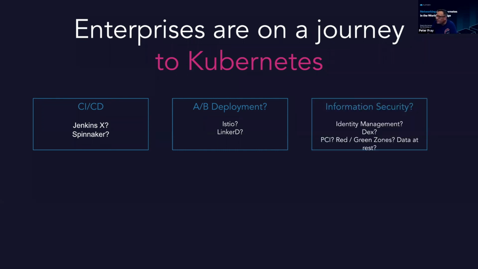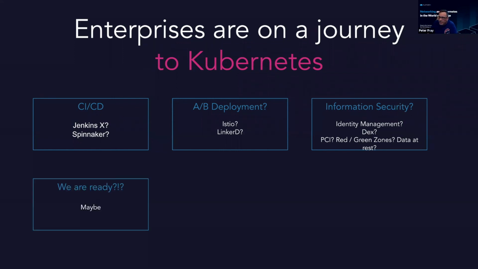Then at some point, information security gets involved. They do things like identity management. You know, how are we going to identify who can start and stop pods, delete pods in a production environment? Do we have PCI compliance? Do I have red and green zones defined? Is my data at rest, data encryption kind of happening in, you know, data at rest, data in flight? Is it all working the way we want it to? And properly partitioned and network segmented and all that kind of stuff back to the CNI there.